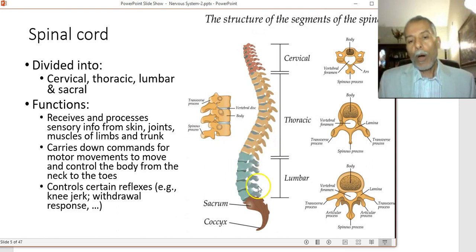Then the lower part, which is the lumbar, then we have the lumbar segment of the spinal cord going through. And then you have 2 other little segments. So it is basically divided into these segments based on the kind of vertebrae that it passes through.